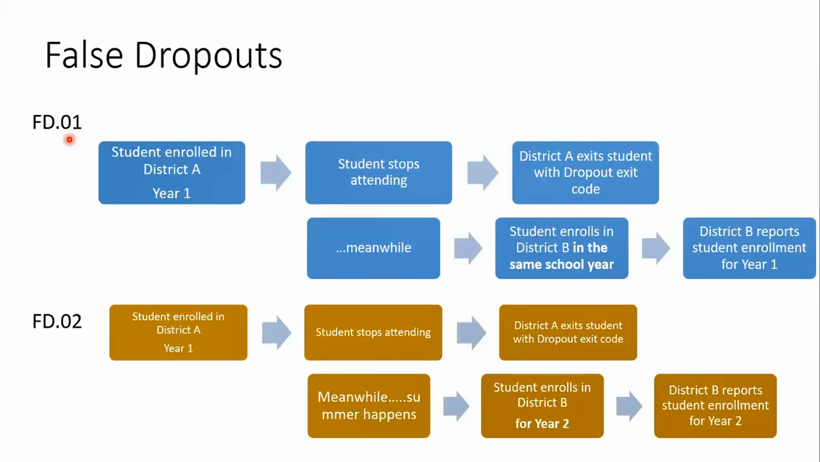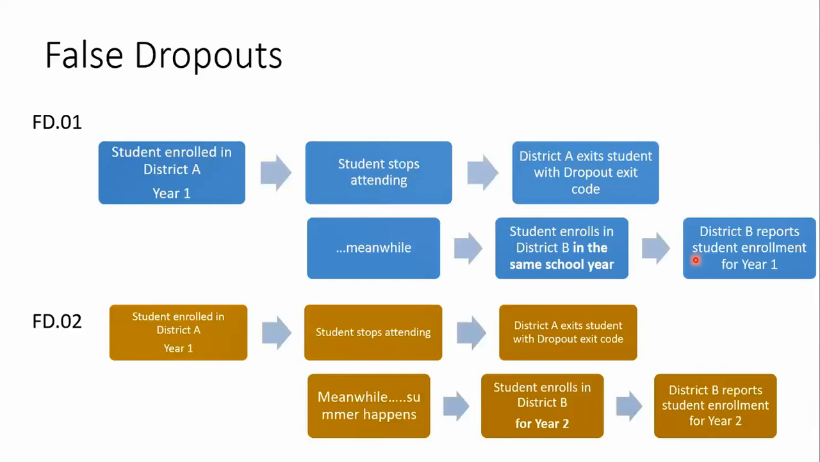So looking at our flow chart here, you'll see student is enrolled in District A in year 1. The student stops attending for whatever reason, and District A eventually will exit the student with a dropout code. Meanwhile, the student enrolls in District B in the same school year. And District B also reports that student's enrollment.